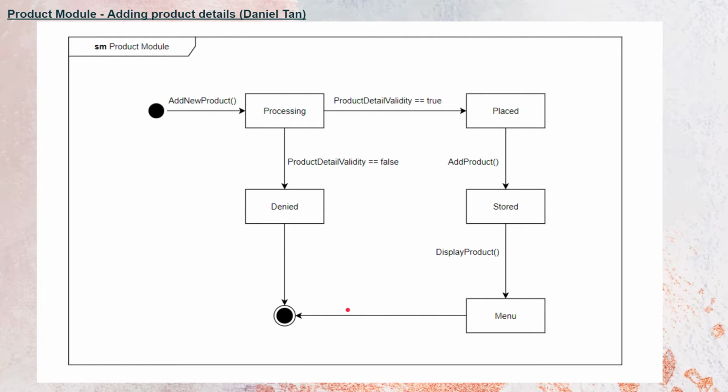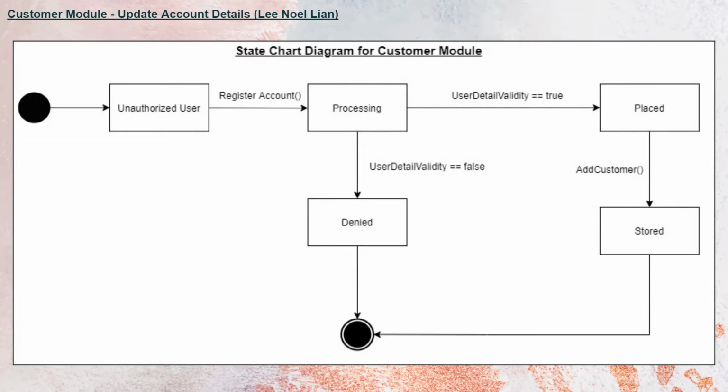For the false part, which is the incorrect one: if false, it will deny because it had redundancy. If there is redundancy inside the database itself, it will deny the new product details, and it will never show it in the catalog itself. So it goes straight to the end side and ends the process. And that's it for my adding product details in state chart diagram. So I will proceed to Noel for his customer module.